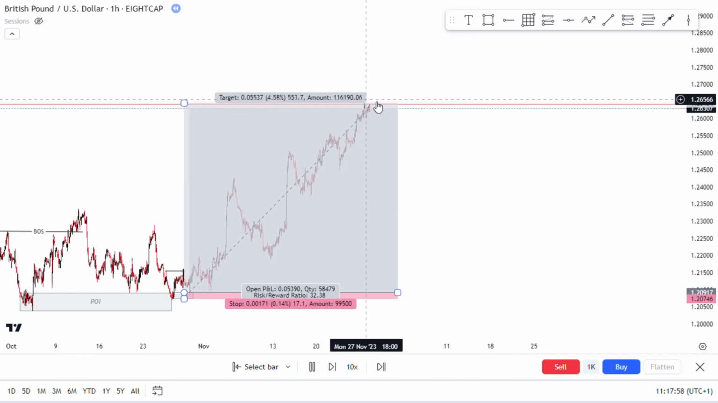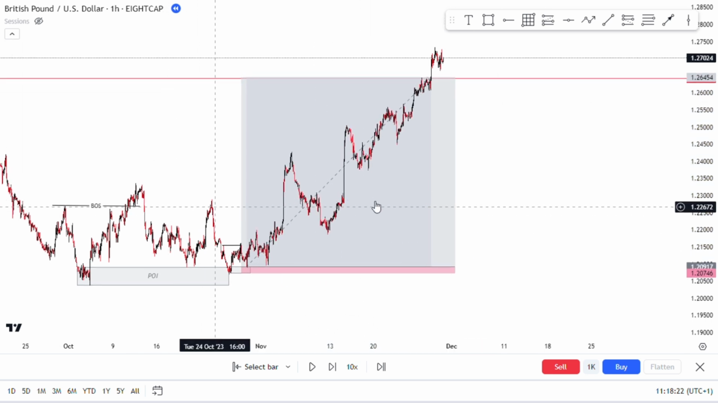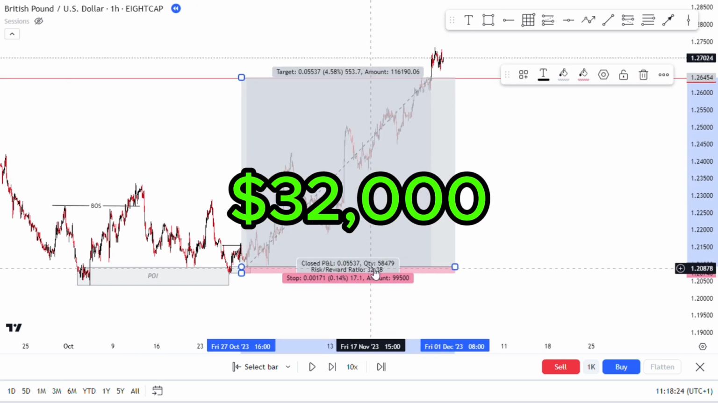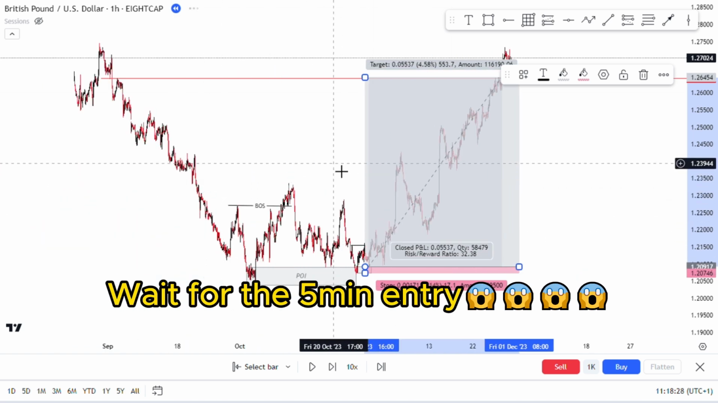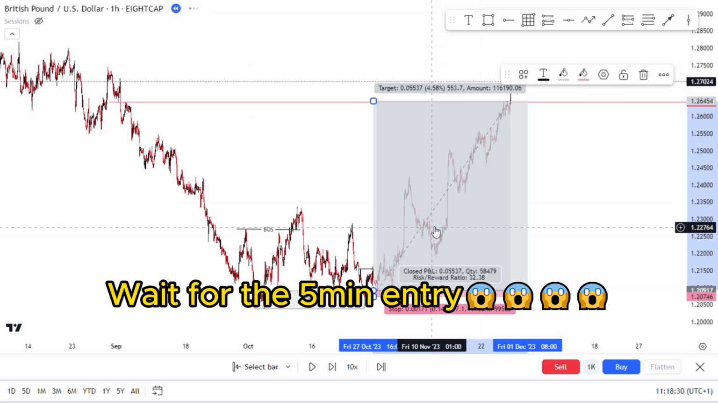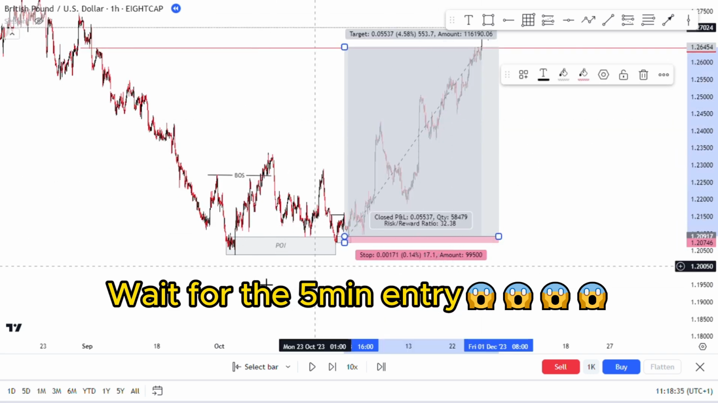Can you see it's our take profit? So right now, if you risk $1,000 for this particular trade, you're going to make $32,000 in return. So that's just for that. So let's just go down to the 15 minutes time frame. Maybe you can see another particular entry. So don't forget this 1:32. The first one was 1:10.